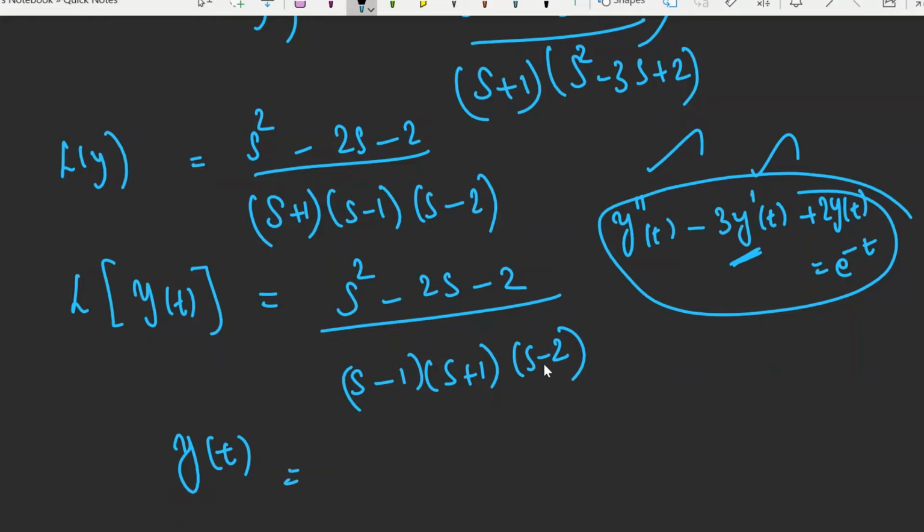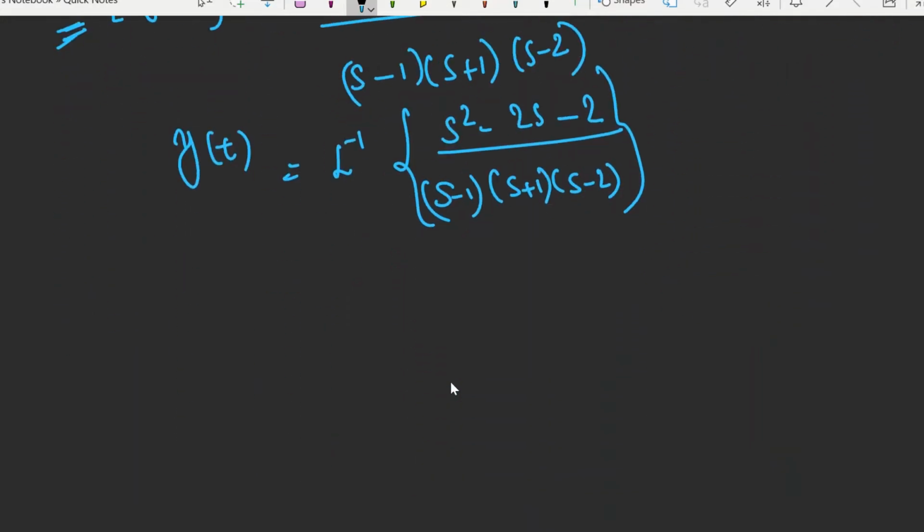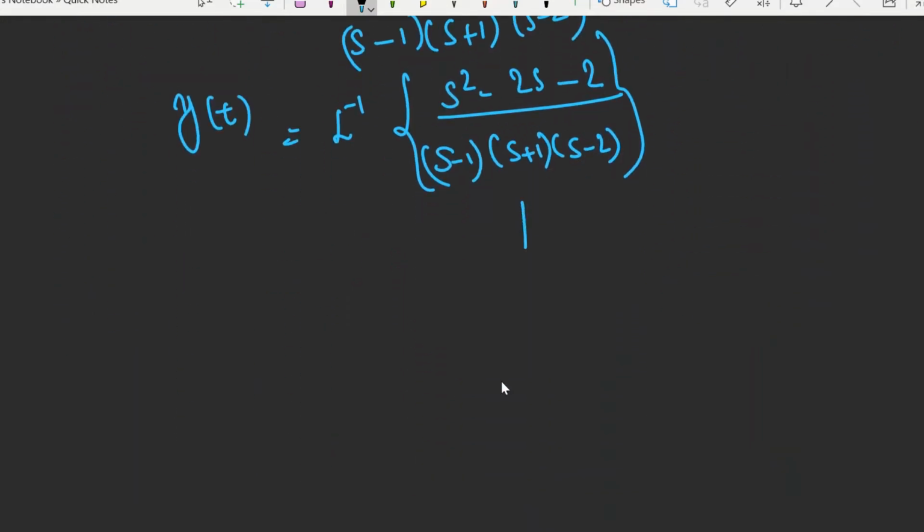So y of t is, when this L moves to the right hand side, this is the Laplace operator. When this Laplace operator moves to the right hand side, what will happen? It will become L inverse. So L inverse of 2 times L of s square minus 2s minus 2 divided by s minus 1, s plus 1 and s minus 2. Now as usual we have to calculate the inverse Laplace transform for this function.